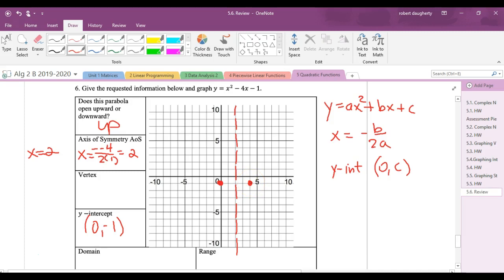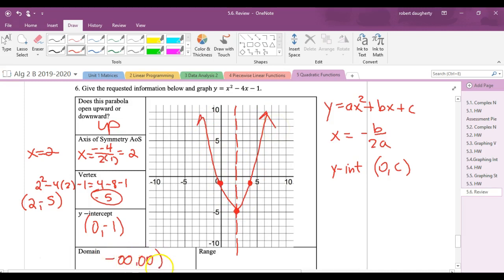To find the vertex, just plug 2 into that equation. So you're going to have 2 squared minus 4 times 2 minus 1. That's 4 minus 8 minus 1. That's 4 minus 9, which is -5. So the vertex is, excuse me, the vertex is (2, -5). So (2, -5) is right here. And that should be enough to graph this guy. Domain, negative infinity to infinity. Range is -5 to infinity.